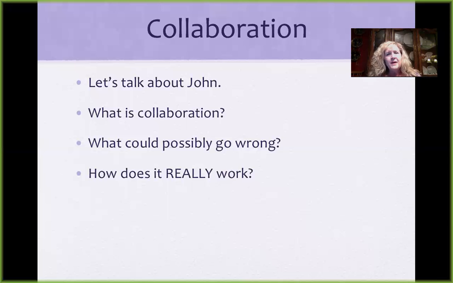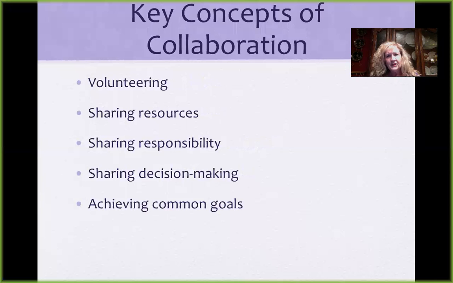We have to think then about, how does it really work? It looks great on paper, but what happens when we get real people working together on real problems? And it can get kind of sticky sometimes. So this chapter talks about the things that we've got to do to make it really work to the benefit of students, because they're the ones who are going to be impacted by what we do in collaboration in the real world.